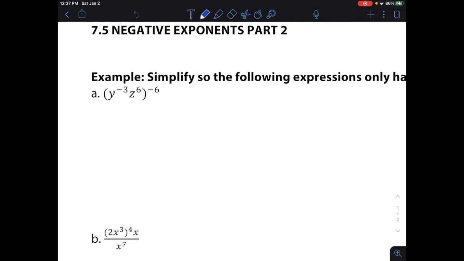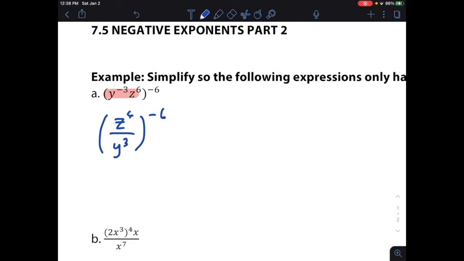So we've got a bunch of different things that we need to deal with here, and there are a couple of different ways we could approach this. We could first look at what's inside the parentheses and deal with the negative exponent there. If we do it that way, we're going to end up with z to the sixth over y to the third, and then that whole thing is to the negative sixth power. We could apply that method. We could also just apply the power rule and multiply the exponents on the inside by the exponent on the outside. So you can do it either way.